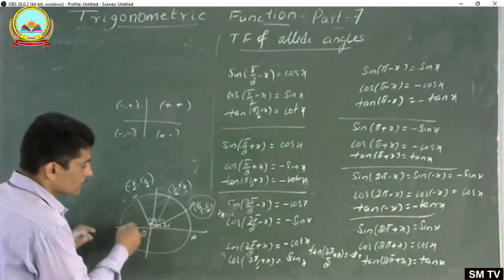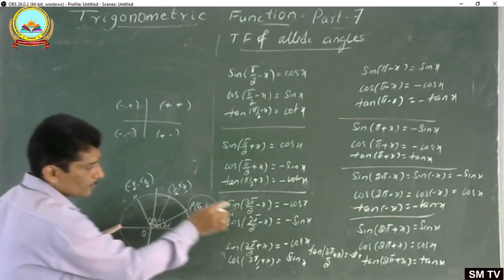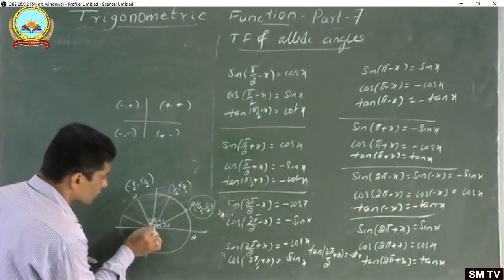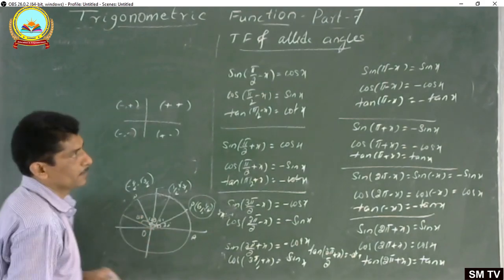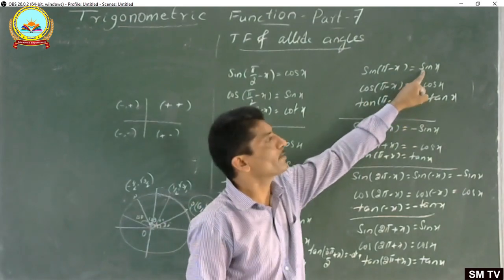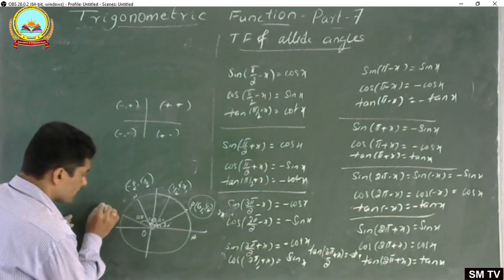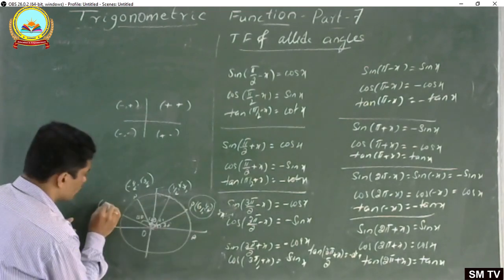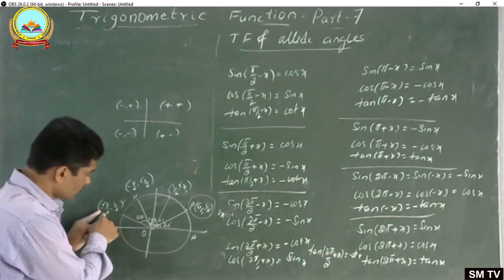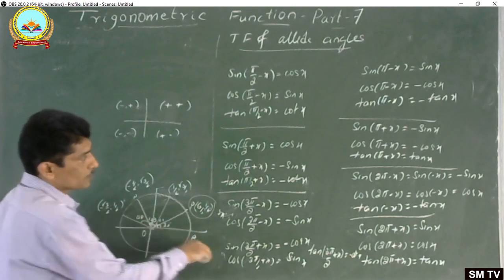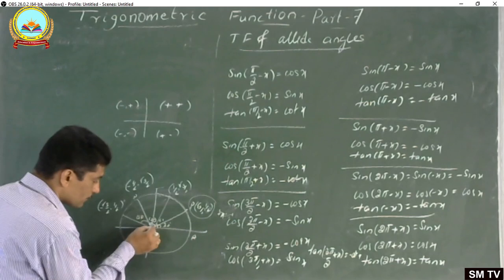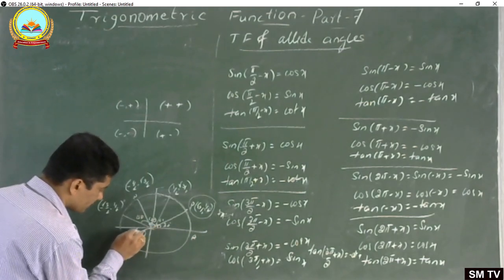The next one, suppose 180 minus x, 180 minus 30. You know that this value is 150 degree. The name is the same. Here the x coordinate sign changes, the y coordinate stays the same. The name stays the same, so the coordinates are the same, root 3 by 2 comma 1 by 2. Cos is negative. It means the x coordinate is negative. The next one is pi plus x. Pi plus means 180 plus 30, here 210 degree.